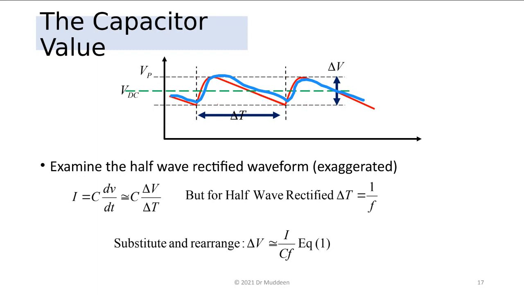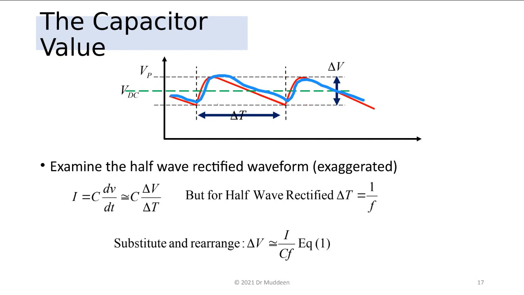Of course, because it goes up and down, there's some average value. So we'll call the average value VDC. Okay, so now we're trying to figure out a suitable value for the capacitor here. The current through the capacitor is, well, you remember this from before, C dV/dt.